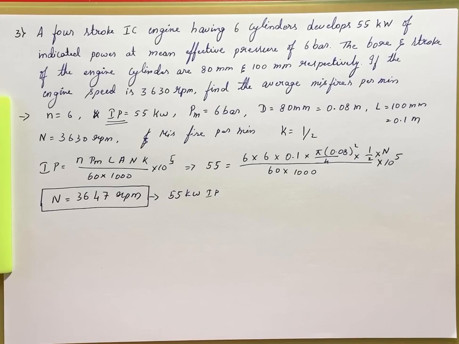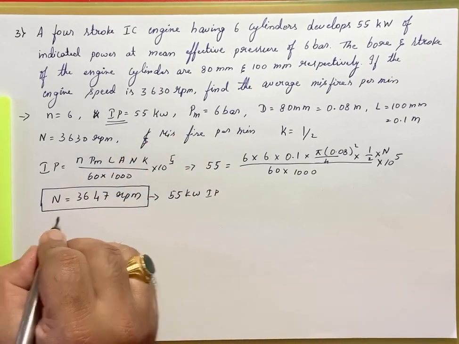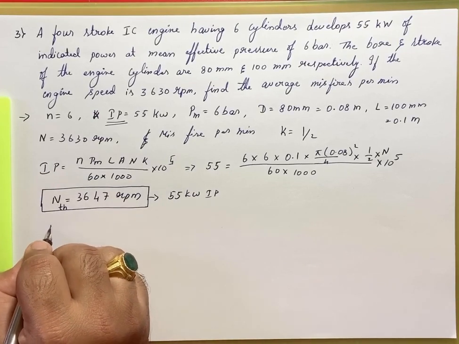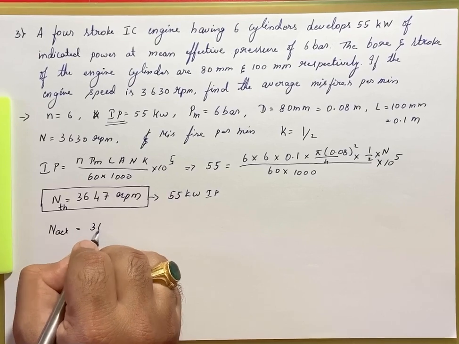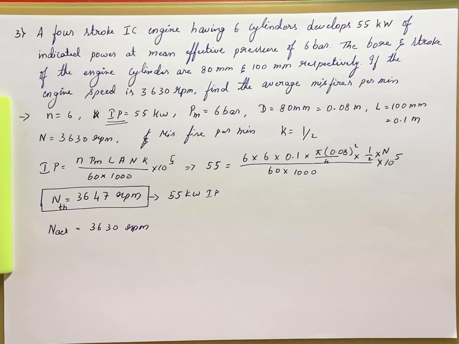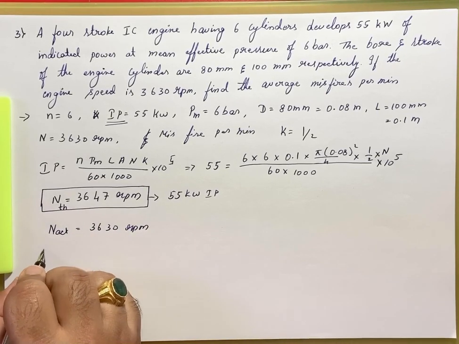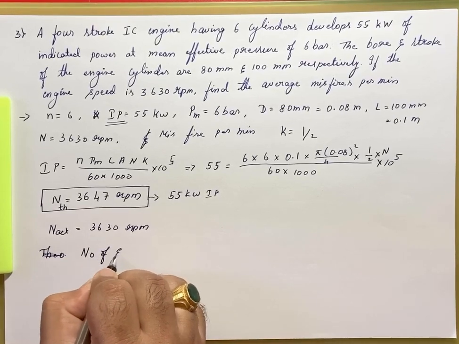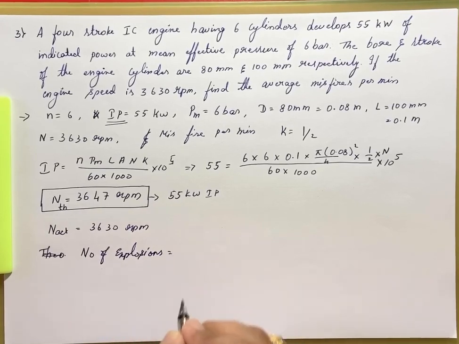That means when you compare this with the engine speed, this is the theoretical one, and the actual is N actual, which is 3630 rpm. Now the engine speed is this much, the actual thing. Now when I take the theoretical explosions, the number of explosions means the number of times the spark is ignited per minute.